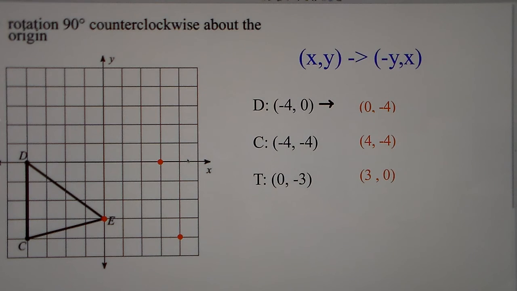We then connect them. Now you can see I connected all the coordinates. I highlighted them in orange, so it's a little bit easier to see. Our new guy, this orange triangle, is our D prime, C prime, and T prime. That's our new triangle. Next up is problem number 5.